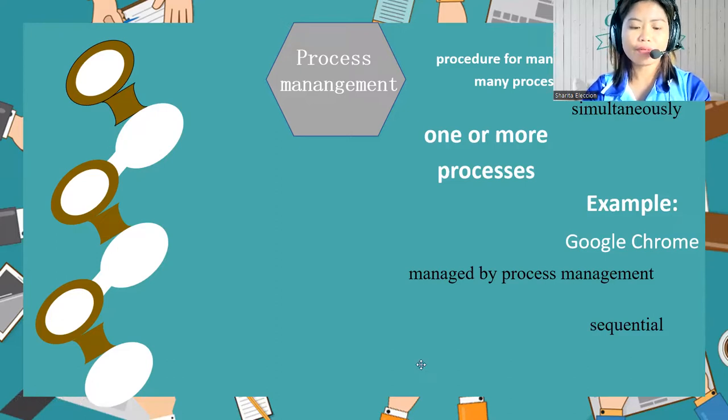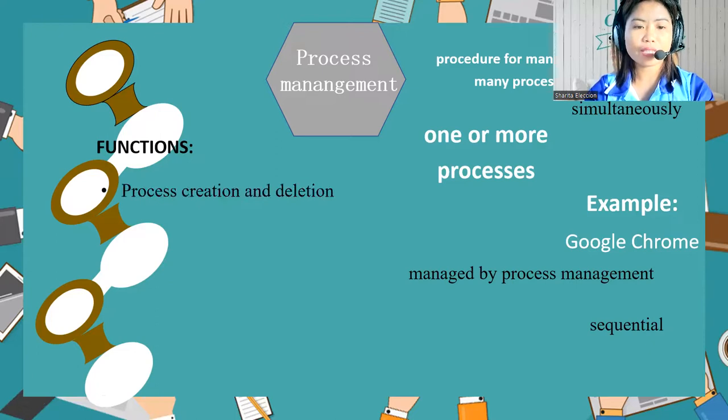Here are the functions of process management in the operating system. The first one is process creation and deletion. In the first component of the operating system, file management, we have file and directory creation and deletion. The process management will process all the creation and deletions that are done with the file management. That's a function of process management.